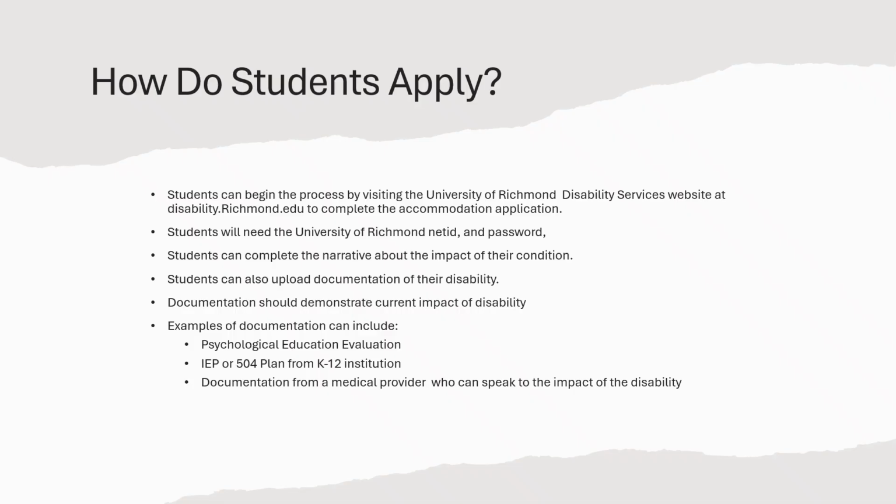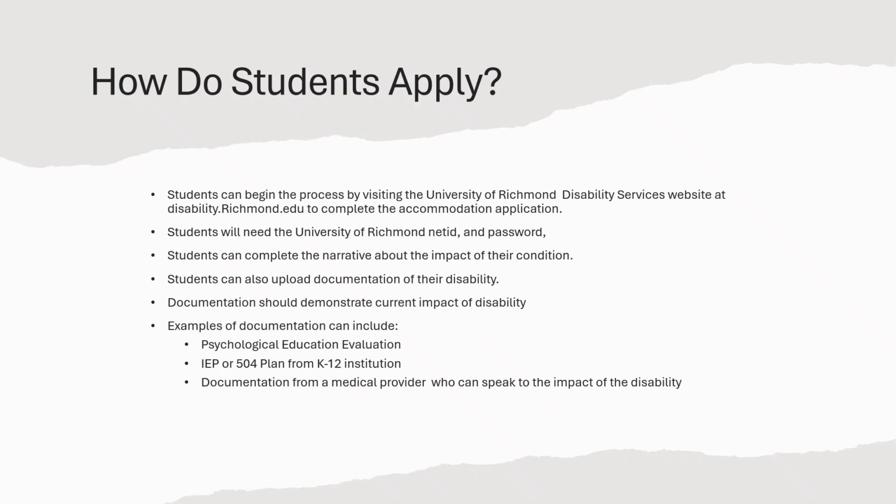How do students apply? You have to do it through us. You go online to disability.richmond.edu. You'll need your NetID and your password because it's behind our firewall and protected. When you go to our website, there's a link to the application, and you can apply for the accommodation. The application takes about 10 to 15 minutes to complete. You can also upload documentation, and those can be things like a 504 plan, an IEP, a psychological evaluation, or, if you have anxiety and you're seeing a therapist, a letter from a therapist that's treating you, that has a treatment history.